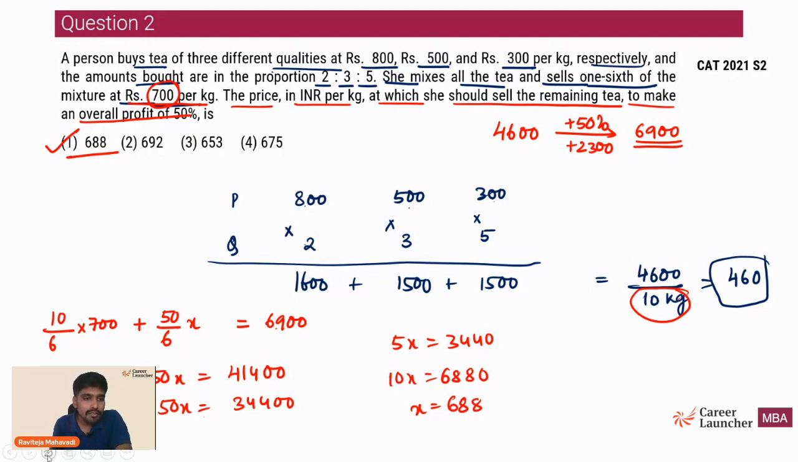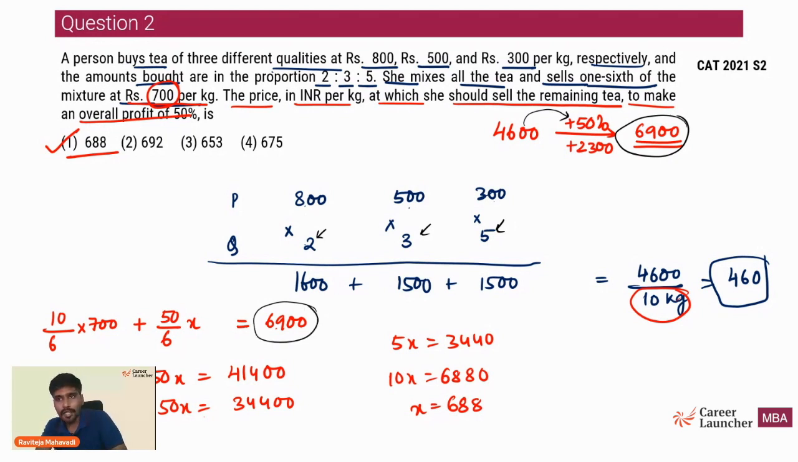What we have done is I have assumed the total quantity to be 2, 3 and 5 itself. I don't want an x coming into the picture over there. Again, I have said that if 4,600 is the total cost, the total selling price is this much. And once we have the total selling price, we only had to equate the selling prices to get to the answer.